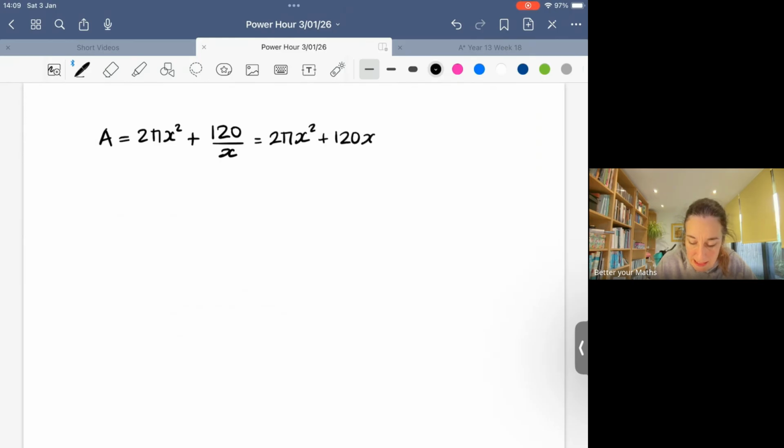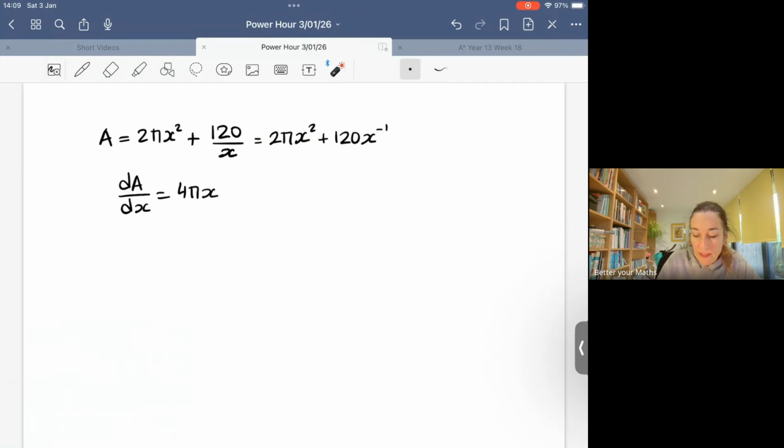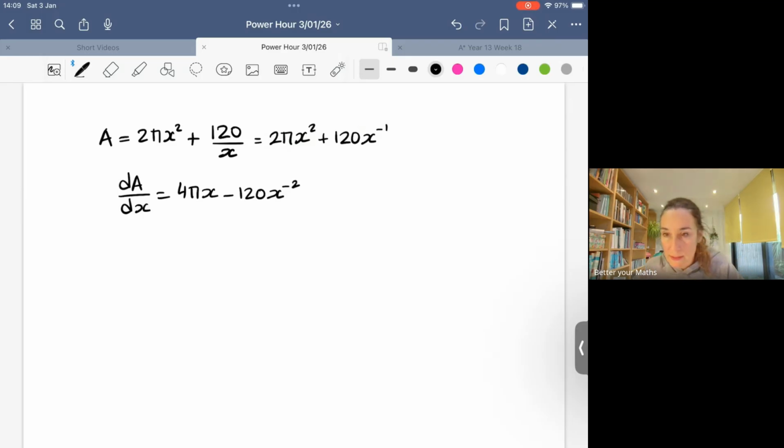So I'm going to write this x in the numerator because it's easier to differentiate, and I'm going to do dA by dx. Derivative of this bit, the 2 goes to the front, so I have 4 pi x to the power 1. And then this one again goes to the front, so minus 120 x to the power of 1 less, so it's going to be minus 2. Sorry. Yeah. And now this derivative must be equal to 0, to find the minimum.